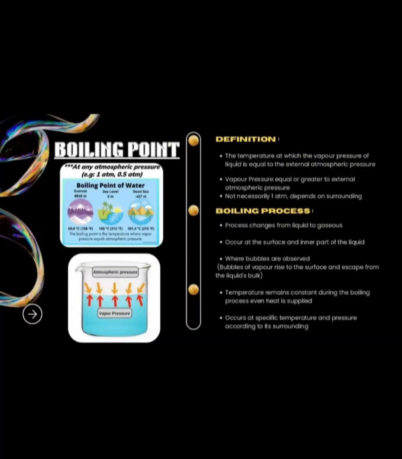Next point is boiling process, which is the start process changes from liquid to gaseous occur at the surface and inner part of the liquid, where bubbles are observed. Bubbles of vapor rise to the surface and escape from the liquid's bulk. Temperature remains constant during the boiling process even heat is applied. Occurs at the specific temperature and pressure according to its surrounding.